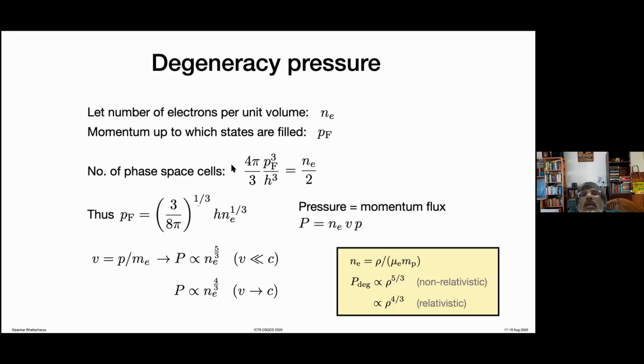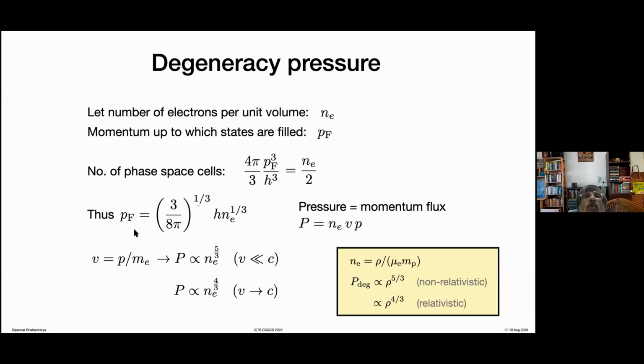So twice this number of cells is the number of electrons I can put. So the number of electrons I have put per unit volume is n_e. So therefore, 2 times this must equal n_e. So this gives us a relation between the Fermi momentum Pf and the electron number density n_e. And we get Pf being proportional to h, Planck's constant, times number density of electrons to the power of 1/3.